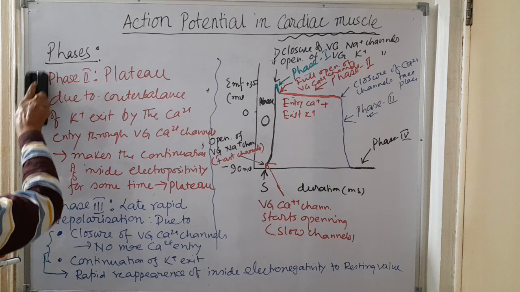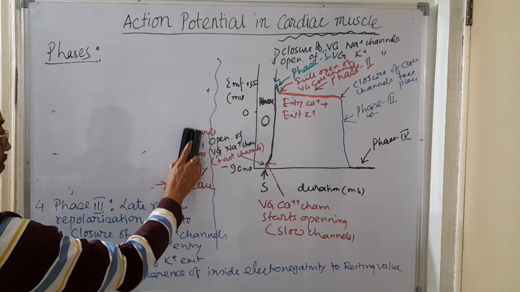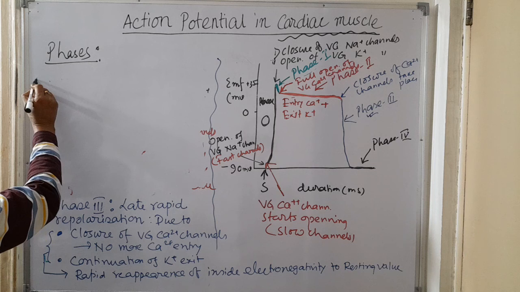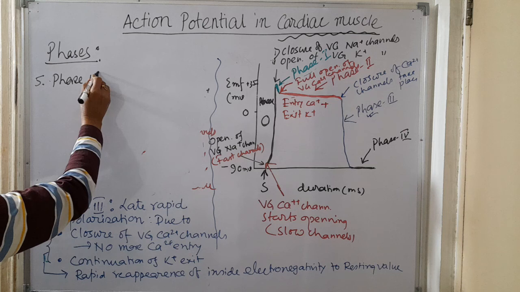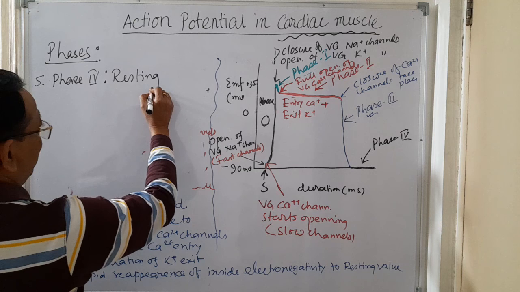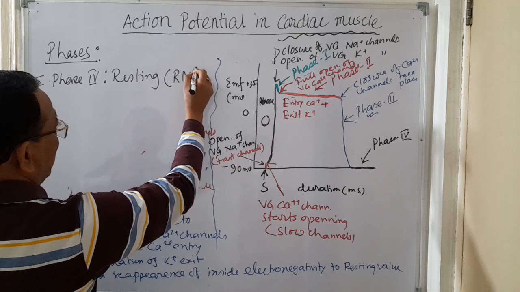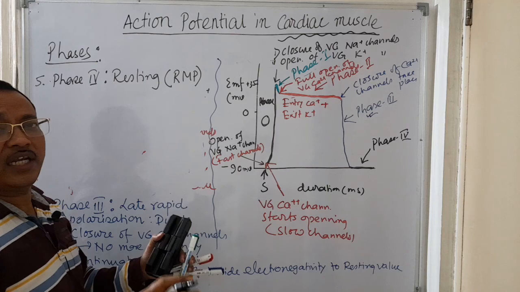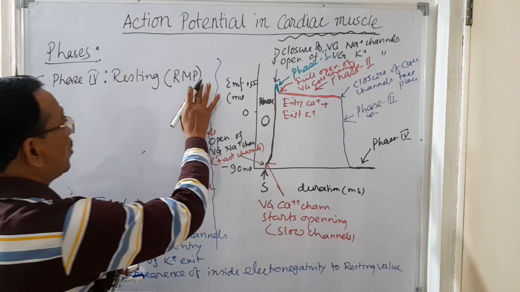So finally, there is phase 4, which is also known as the resting phase, and this resting phase is because of the maintenance of the resting membrane potential of minus 90 millivolts, or the resting, polarized state of the membrane comes back. And that is the phase known as phase 4 or resting phase. So this is all about the action potential in the cardiac muscle.